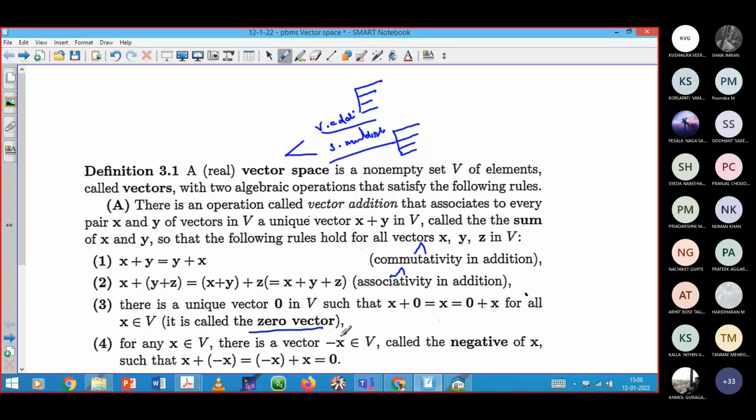The last one can be called in two ways: inverse property, inverse axiom, or negative of the vector property, negative vector property. Totally four rules: commutative, associative, identity, and inverse. Instead of identity, you can call it zero vector. Instead of inverse, you can call it the negative vector property. So for vector addition, it has to satisfy these four conditions.